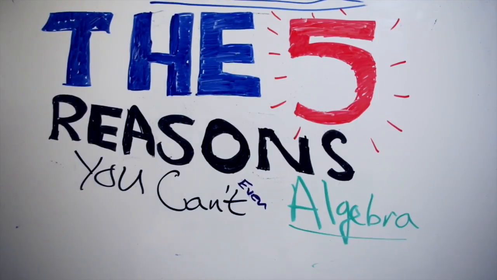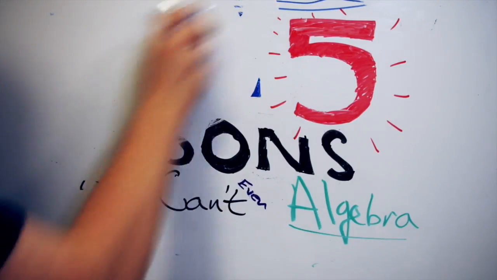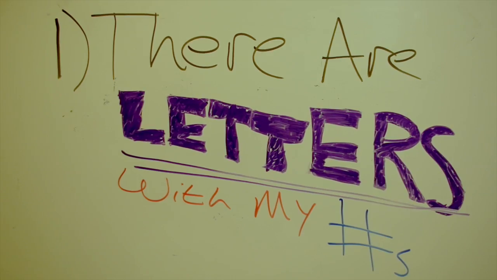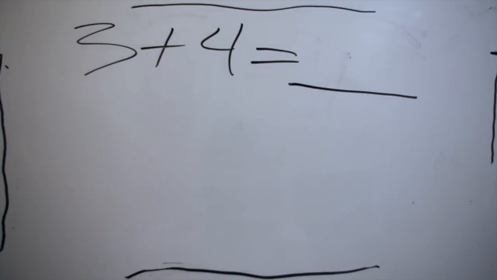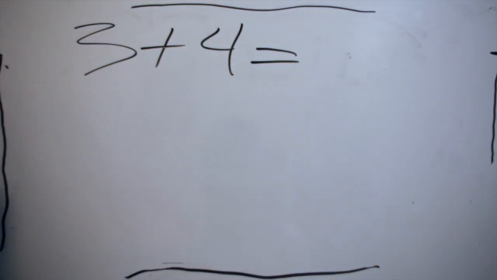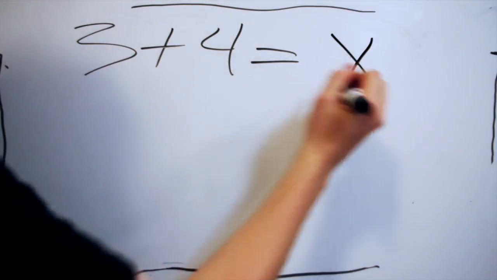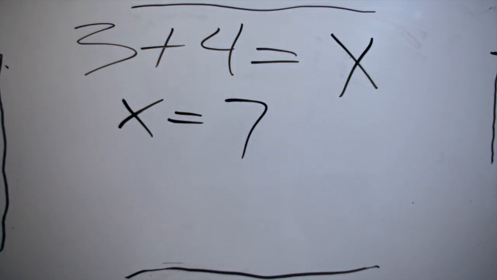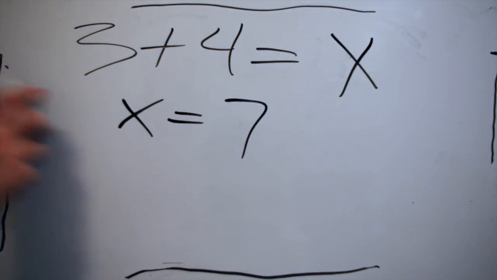Today we're going to talk about the 5 reasons you can't even algebra. Now the first discrepancy is that there are letters with my numbers. Now if you look here, we have 3 plus 4 equals blank. Algebra takes out the blank and they're like, let's throw in an x, because that's a lot of fun, throwing in English with our arithmetic. Now we know 3 plus 4 is 7, so x would have to equal 7, we suppose.